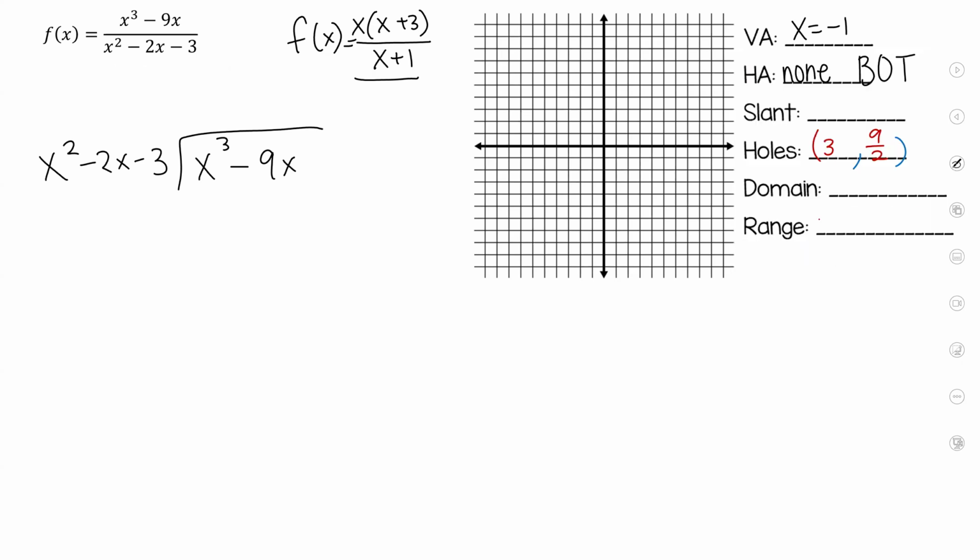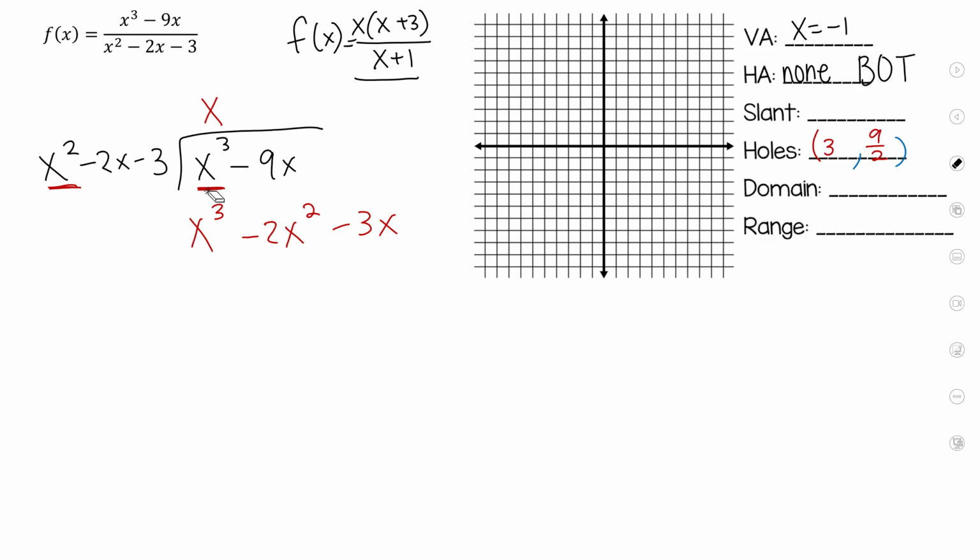So guys, x squared times what will give you x cubed? X. Now we're going to multiply. X squared times x is x cubed. Negative 2x times x is negative 2x squared. Negative 3 times x is negative 3x.